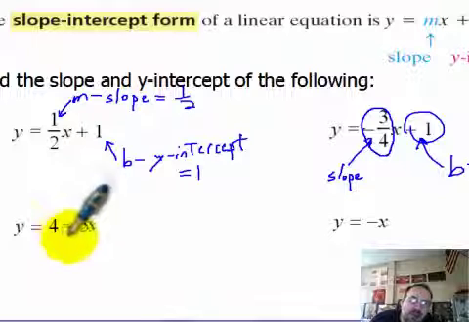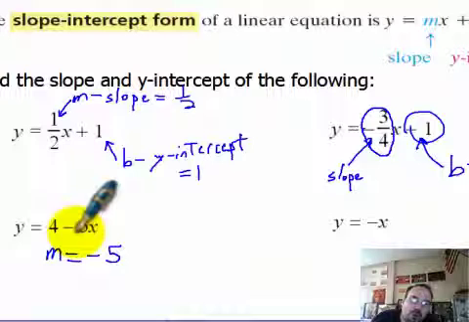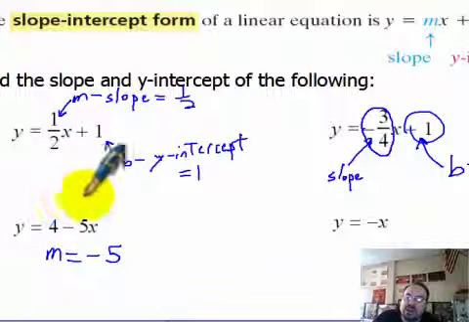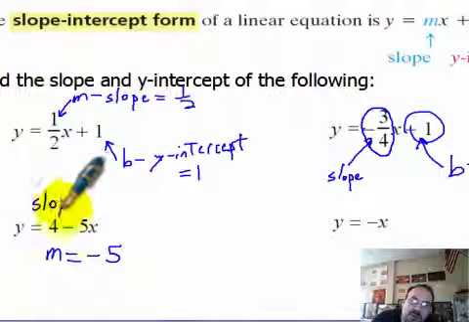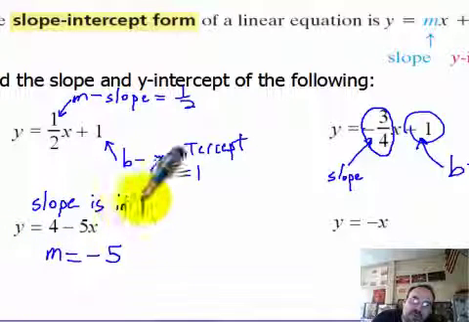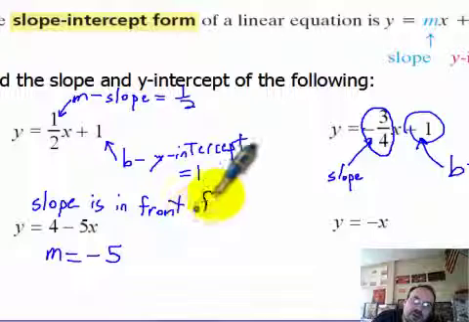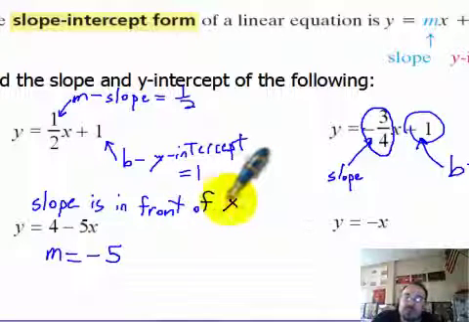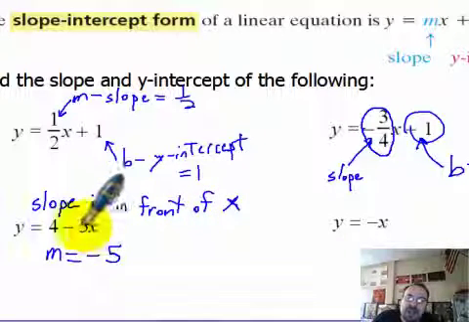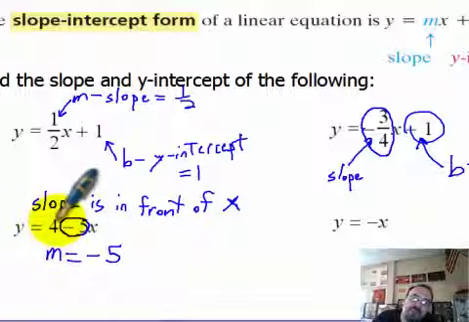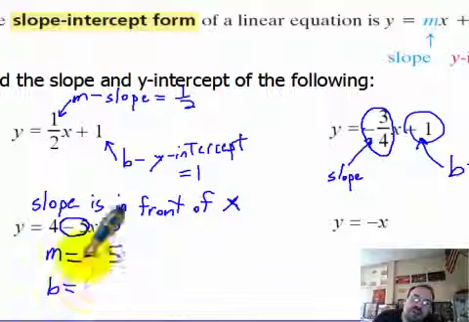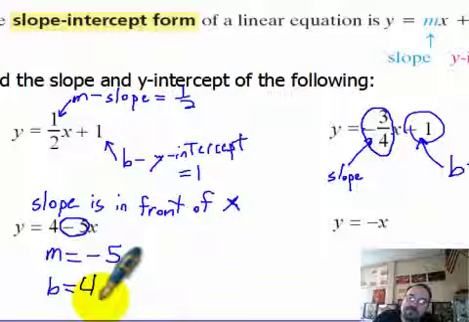Here, my slope is actually -5. Because the slope isn't necessarily the first number. The slope is the number attached to x. So the slope is in front of x. And sometimes people will try to trick you by writing the x term second, but this is still the slope. That's still the slope. And in this problem, my y-intercept is the plain old number, so my y-intercept, which is b, is 4.